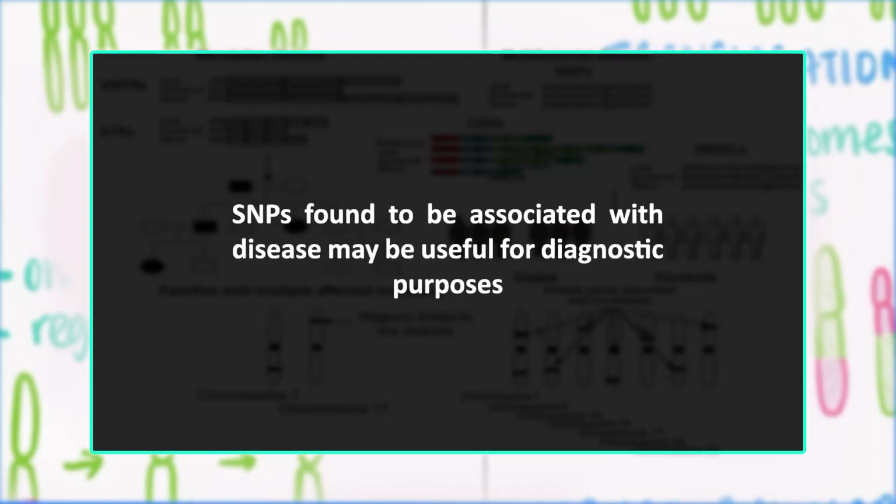SNPs act as chromosomal tags to specific regions of DNA, and these regions can be scanned for variations that may be involved in a human disease or disorder. So SNPs found to be associated with disease may be useful for diagnostic purposes.